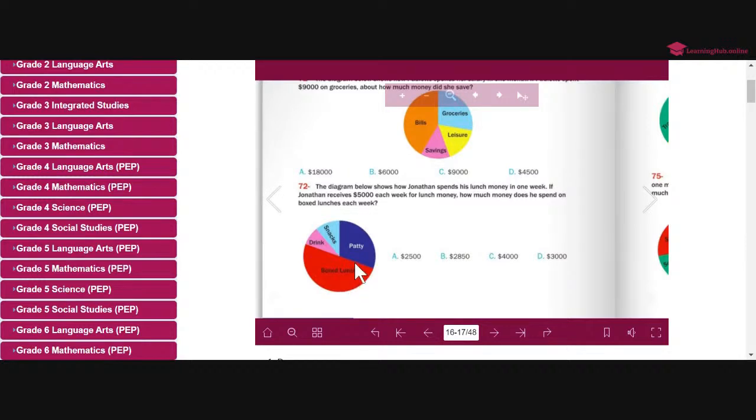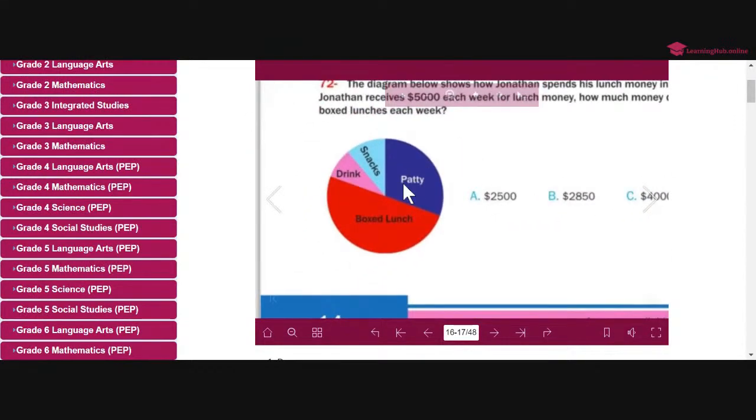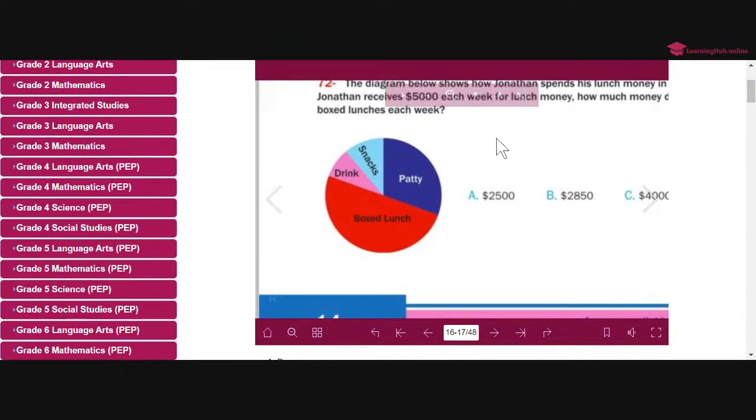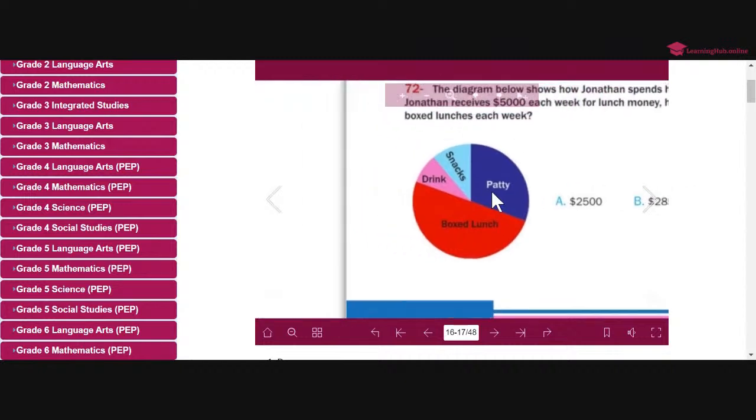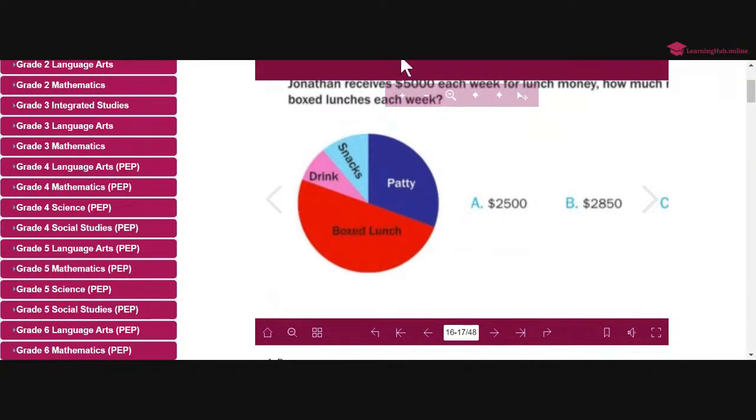So see here, you have box lunch right here. You have patty, snacks, drinks. And he has $5,000 to spend. So tell me, how much did he spend on box lunches? Let me see what you guys are saying. All right, I'm going to make the pie chart a little bit bigger. So remember now, guys, we have $5,000 to spend, and this is how it was spent. So we want you to tell us how much was spent on box lunches. Here's a total of $5,000 in all. How much was spent on box lunches and why?